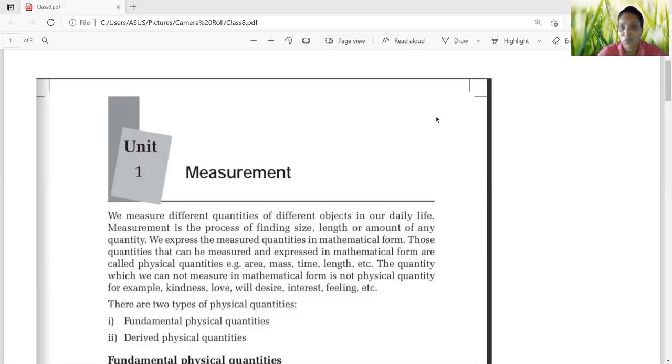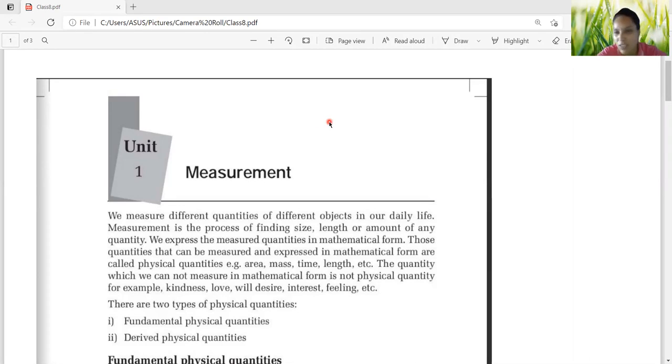Okay. So today I'm going to teach you measurement. This is the new topic which you're going to begin. What is measurement? The method by which we measure anything is known as measurement. Measurement is very important.